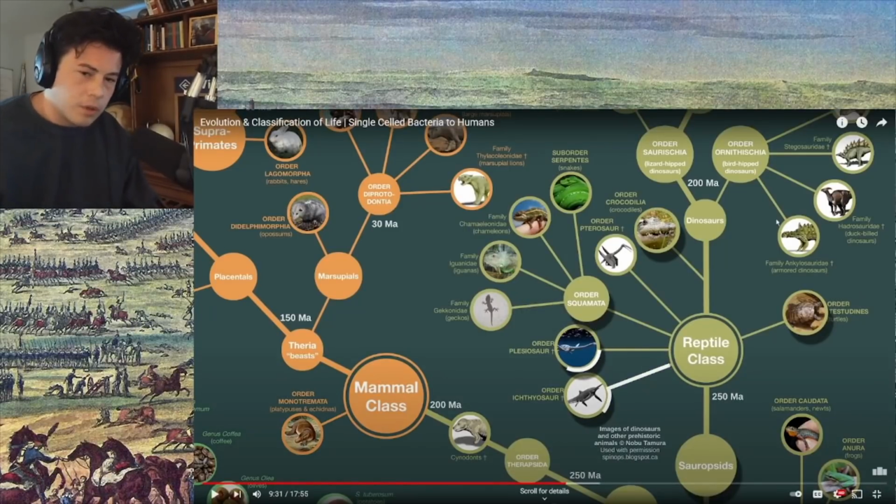So dinosaurs are considered, or were considered, reptiles. I thought that was a thing, like dinosaurs weren't reptiles. They were, like dinosaur was a whole different thing than a reptile, but according to this, apparently they technically were.